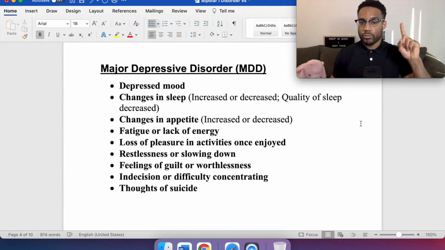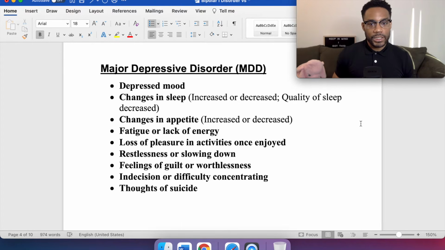Bipolar 1 needs at least 1 week. Bipolar 2 needs at least 4 days with an episode of MDD. And if there's been any form of hospitalization, you might want to lean more towards bipolar 1, because the symptoms and the functioning for that person experiencing bipolar 1 is going to be much more significant than that of bipolar 2.